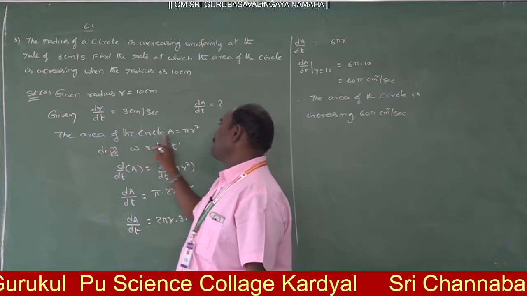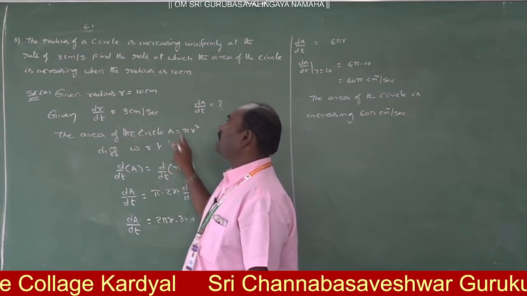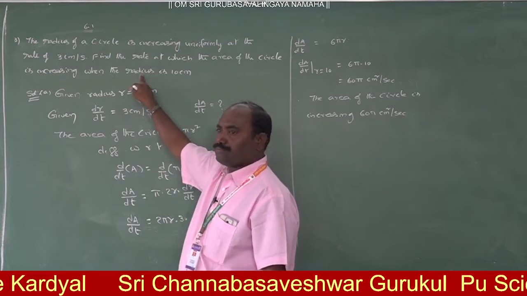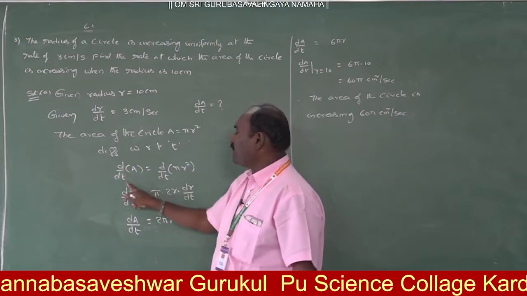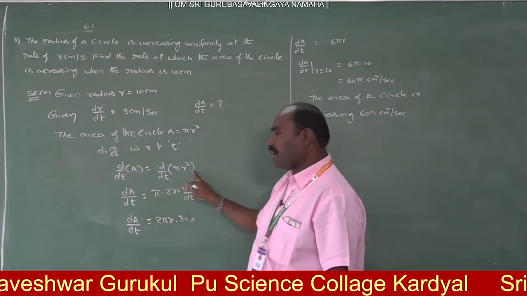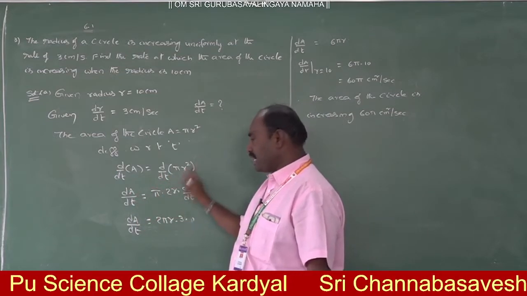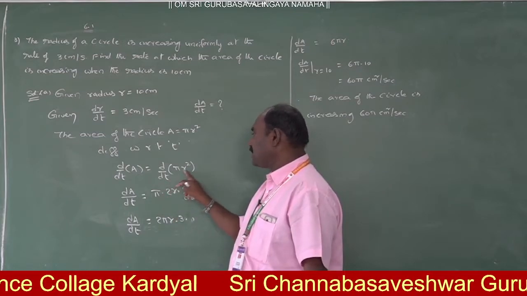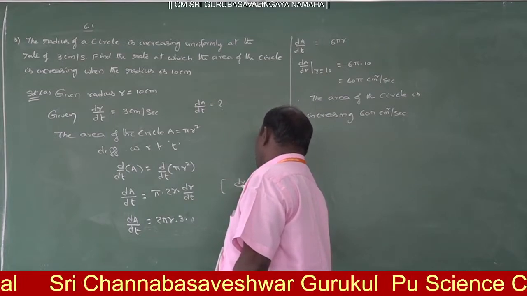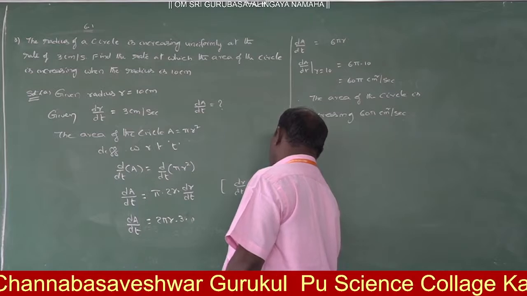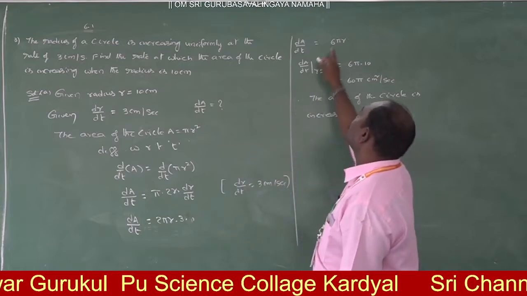So the area of the circle A equal to pi r square. Differentiating with respect to t. Here it is not given with respect to any value, so differentiating with respect to t. Therefore d by dt of A equal to d by dt of pi r square. So dA by dt equal to pi, which is a constant, times the differentiation of r square, 2r with respect to t, therefore dr by dt. We know the value of dr by dt equal to 3 centimeters per second. Substituting that value, 2 pi r into 3 equal to 6 pi r.